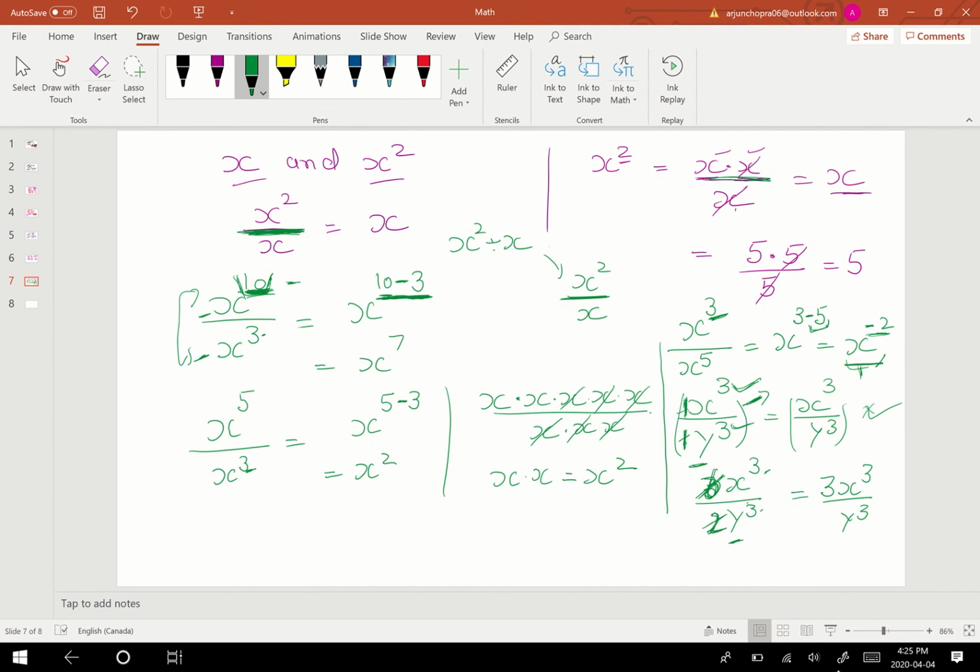Let's take a final example. 8x cubed divided by 4x squared. What can I do? Again, constants we can easily divide. So 8 divided by 4 will be 2, and then x raised to the power, the exponent is 3 minus 2, so this value will be 2x raised to the power 1, which is equal to 2x.